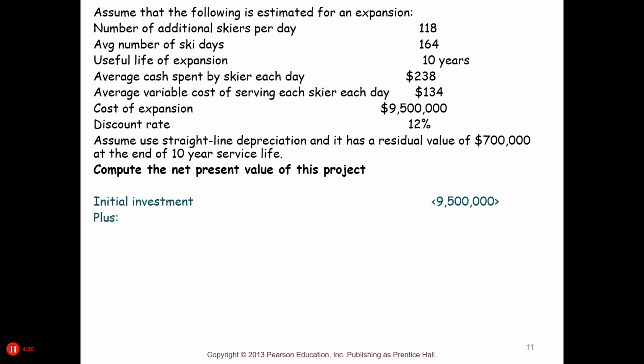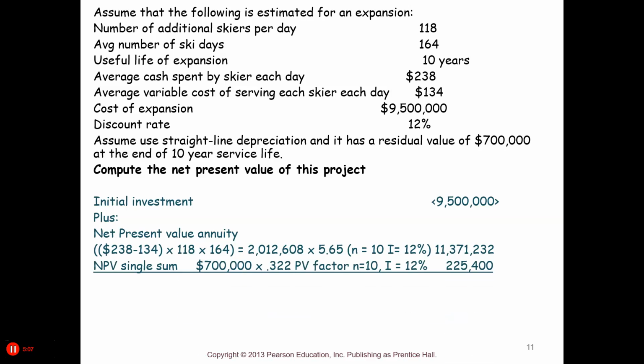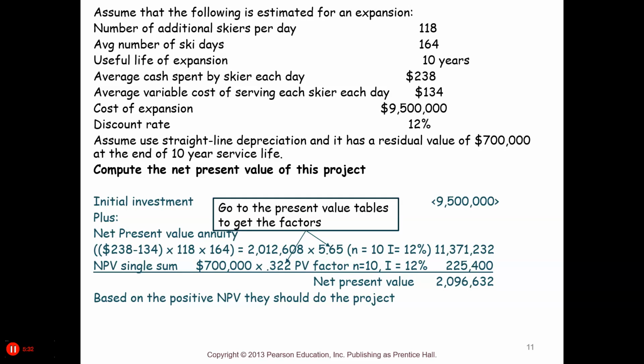So let's first look at the net present value of this project. First, we have our annual amount we're going to receive, which is the $238 minus the variable expenses times 118 skiers a day times 164 ski days equals $2,012,608, and we're going to take it times our present value of annuity factor, which is we go down 10 periods and we go across 12% interest, and it tells us we have a present value of $11,371,232. And then we're going to get the present value of the $700,000, which is again a factor of 10 periods on the present value table, Table A. Across to 12%, we get the factor of 0.322, and that tells us that we have a net present value which is positive, which tells us we should do the project.